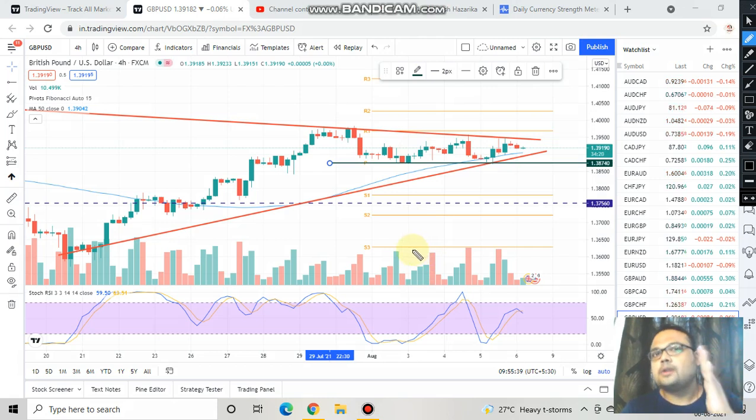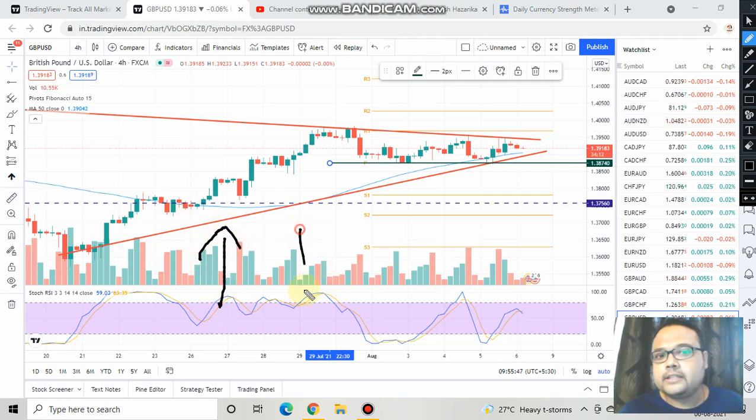So you must also keep your eyes on the fundamental factors as well. If the NFP report is good enough, the dollar will go up and GBP will go down. If the report is bad and fails to meet the consensus, the dollar will go down and the pound will go up.